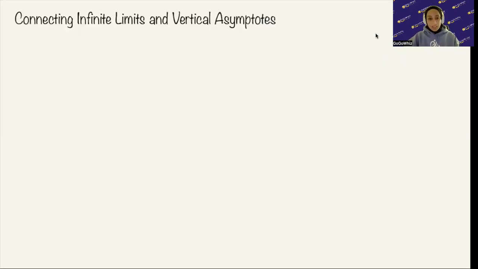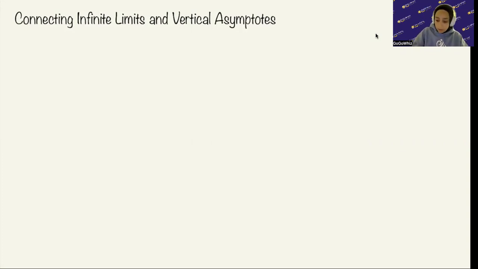In this video, we're going to be talking about connecting infinite limits and vertical asymptotes. When we're dealing with any function that has a denominator, if we set that denominator to 0, that creates a vertical asymptote. Now, we've seen that before. In this video, we're going to have a look at how we can connect that to infinite limits.